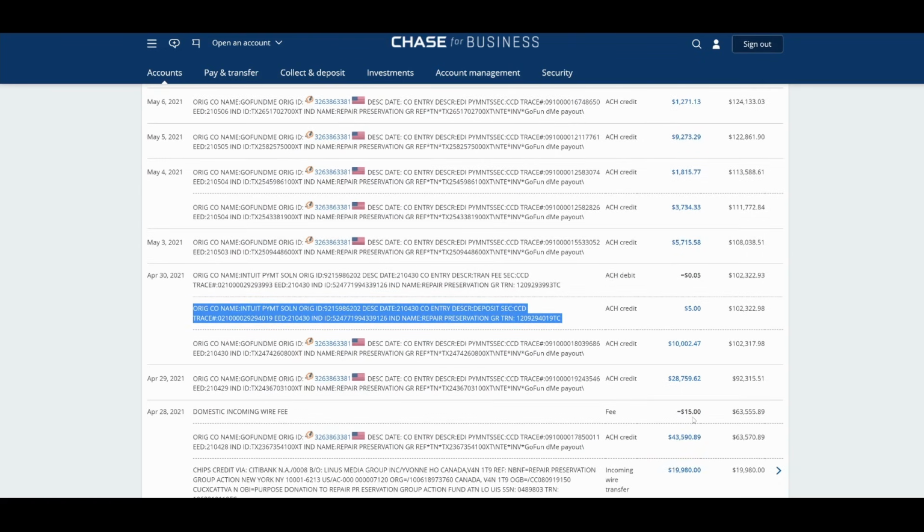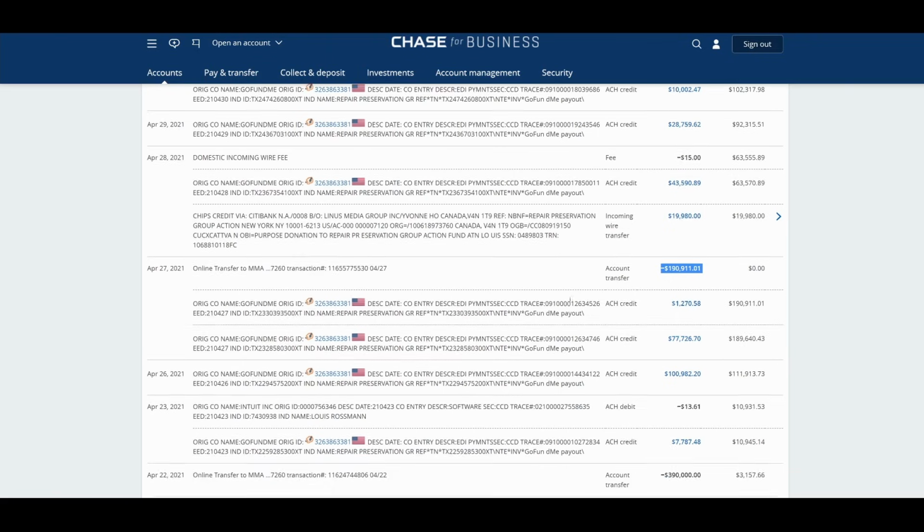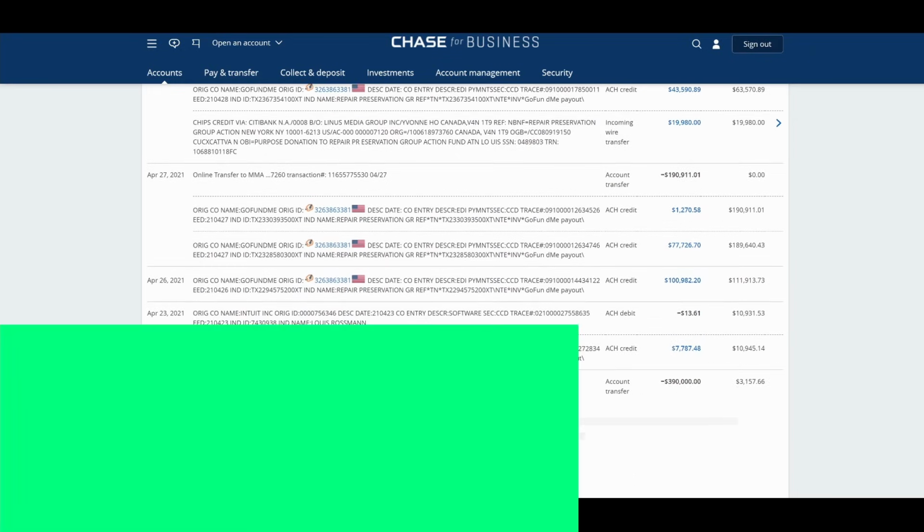This was a fee for accepting a wire transfer. This was a transfer to the savings account, so I wasn't keeping too much in the checking account. More GoFundMe donations. This over here was accounting software. This here was me transferring to the savings account.